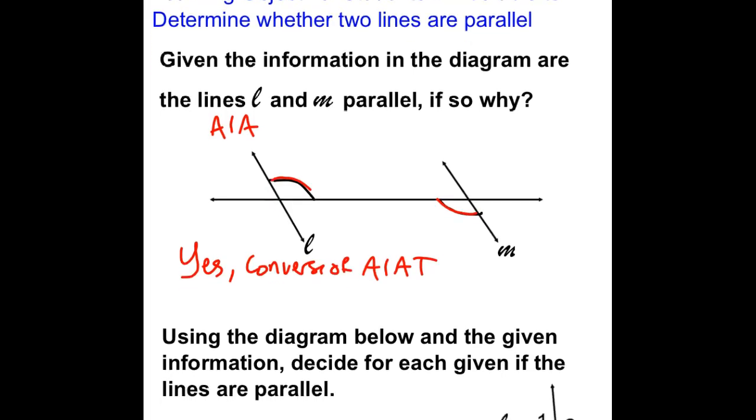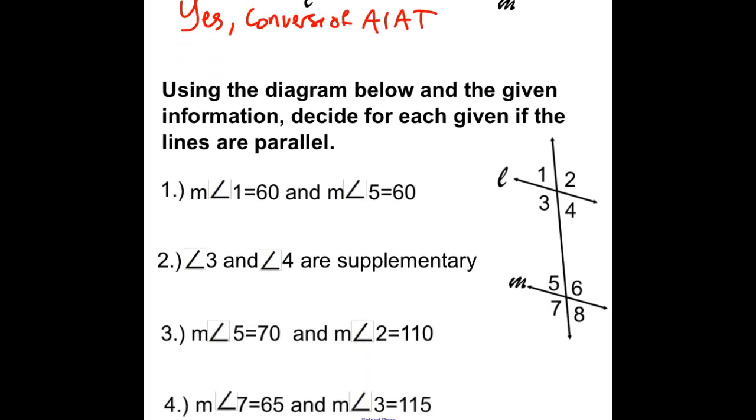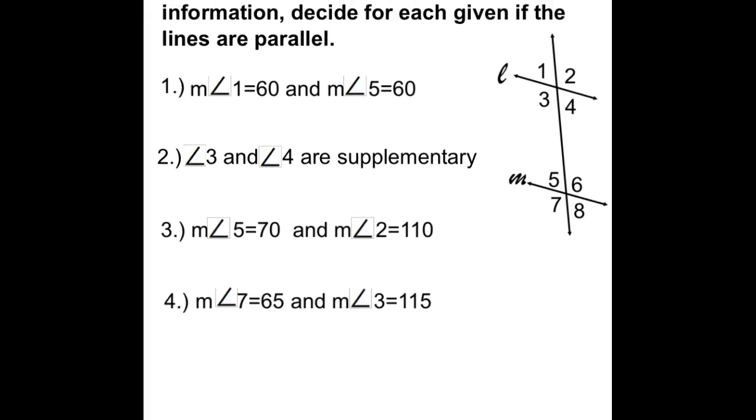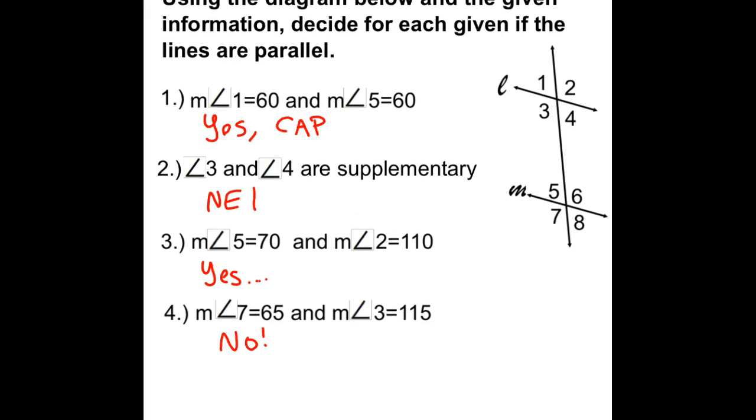So it says, using the diagram below and the given information, decide for each given piece of information if the lines are parallel. So I'm going to just tell you heads up right now. 2 of these are yeses and 2 of these are nos. So why don't you pause the video and try to figure these out. Which ones are going to be your yeses and which ones are going to be your nos with the given information? So if I look at the first one, the first one is a yes, and actually the third one is a yes, and then 2 and 4 are nos.